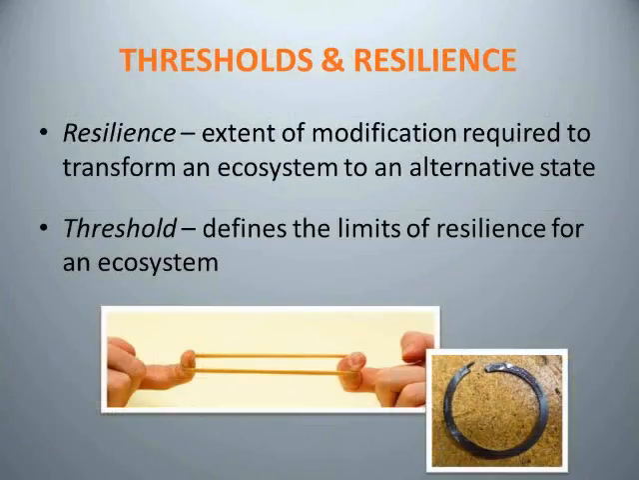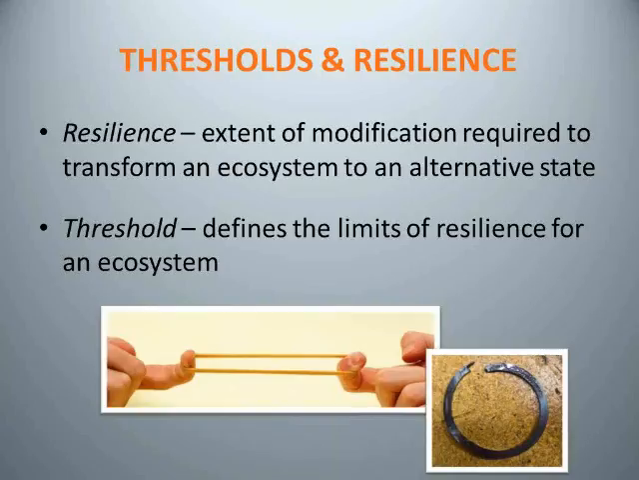So a way you can think about that, resilience is the extent of modification required to transform an ecosystem to an alternative state. So going from state 1 to state 2. A good way to think about this is kind of a rubber band. They're stretchy. So how far can you stretch that rubber band before it can't go back? And the threshold defines the limits of resilience. So once you snap that rubber band, it's pretty hard to make it look like a rubber band again.